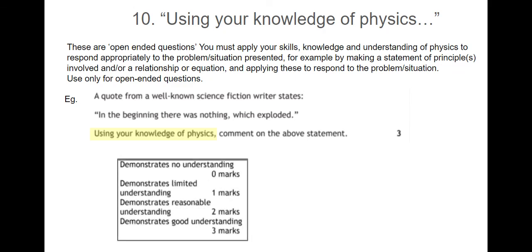The marking instructions for these questions are like this. If you demonstrate no understanding at all, you get no marks. If you demonstrate a limited bit of understanding, you might get 1 mark. Some reasonable understanding, 2 marks. A good understanding, 3 marks. It doesn't mean that you have to answer perfectly to get 3 marks. You just have to be good.